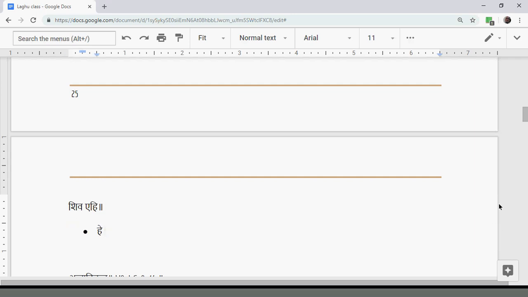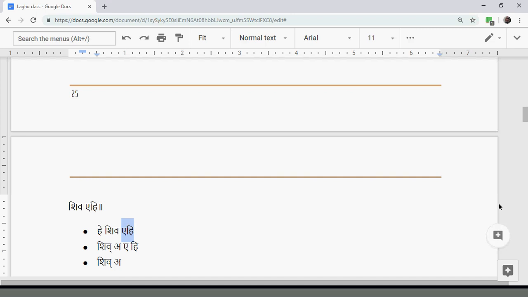Sandhi is here. The words are what? Hey Shiva, Ehi. Now here, forget Shiva. Shiva is Shiv and A. Ehi is what? A and He. Now, Pararupam, when Om or Ang follows, A is neither Om nor Ang. Why is this an example? Because Shiva Ehi.